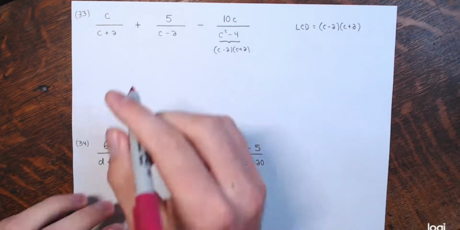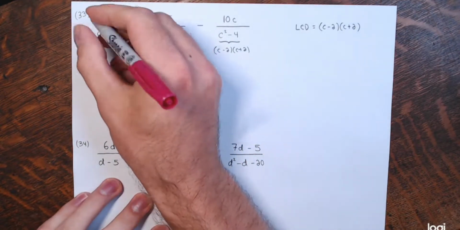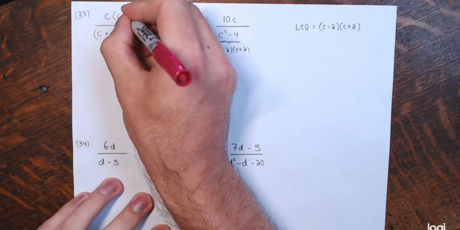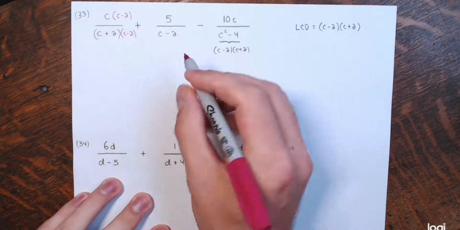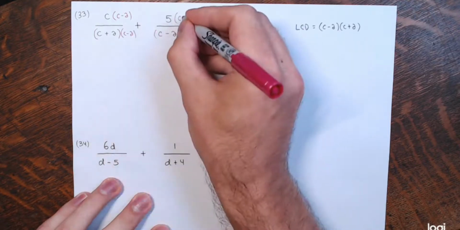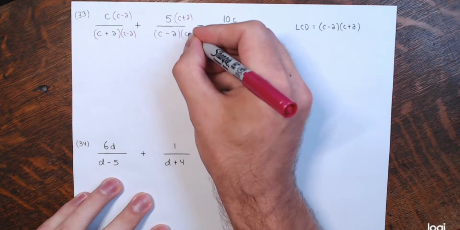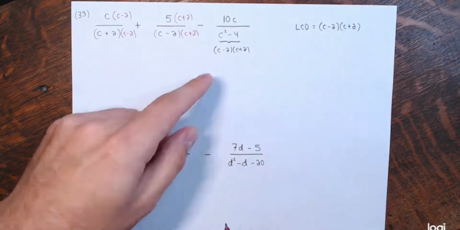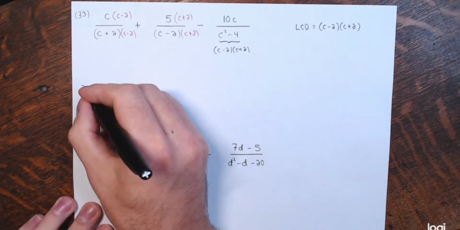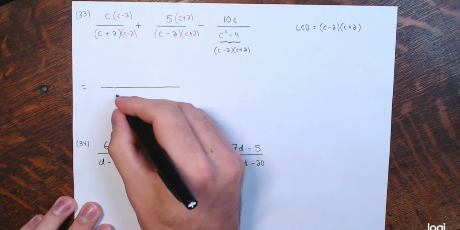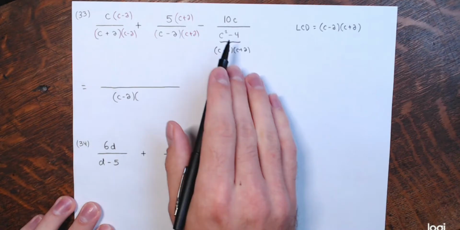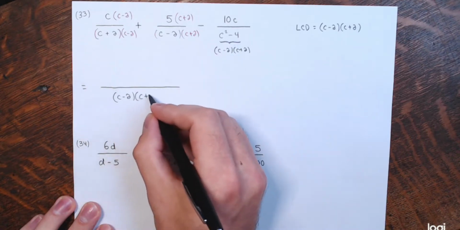So I'd be multiplying the numerator and denominator of the first fraction by the quantity C minus 2. The second fraction, I'd be multiplying the numerator and denominator by the quantity C plus 2. And I wouldn't do anything to the last fraction because it already has the LCD as the denominator. So that LCD is going to be the denominator at the end, when I add and subtract everything. Now that all the denominators are the same, that's going to be the denominator of the final result.